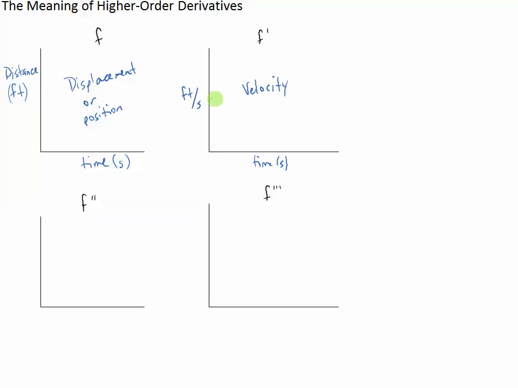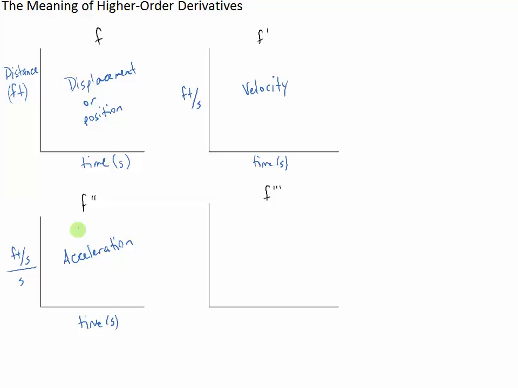F double prime would be a change of feet per second every second. So it's feet per second every second. So it's a change in velocity per unit time. Well, that is namely acceleration. Your velocity changes per unit time based on your acceleration. Acceleration by definition is how fast your velocity is changing.